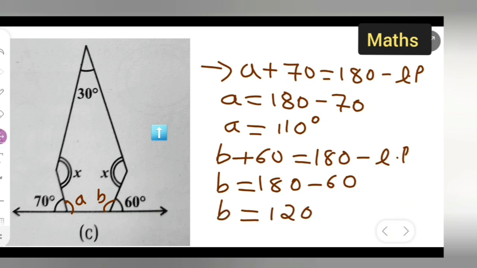Now we can easily add the interiors: 30 plus x plus A and B.